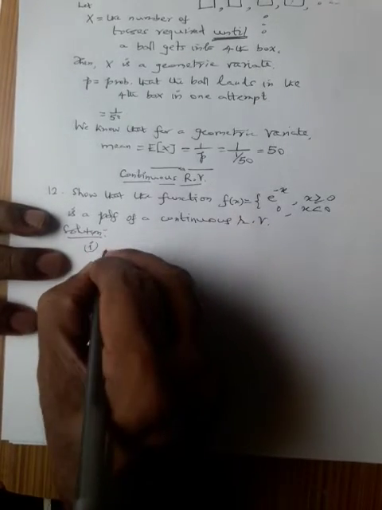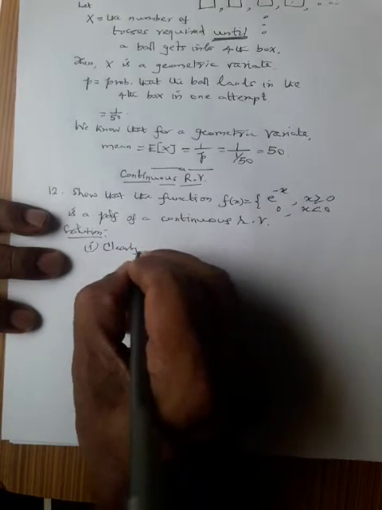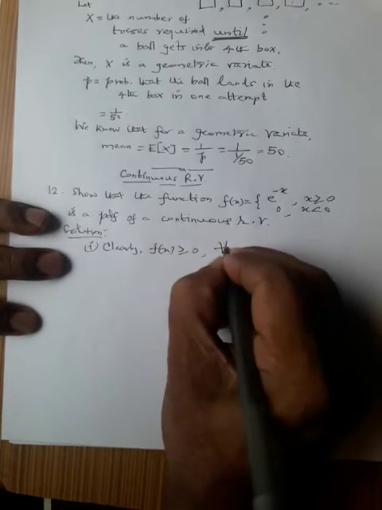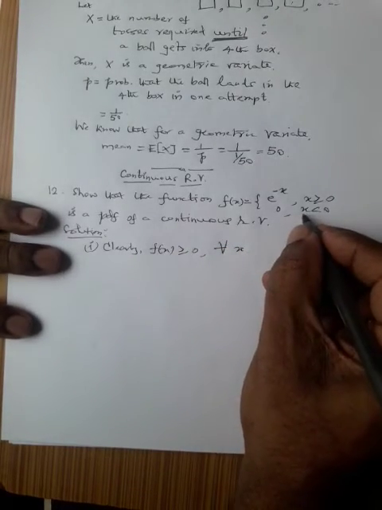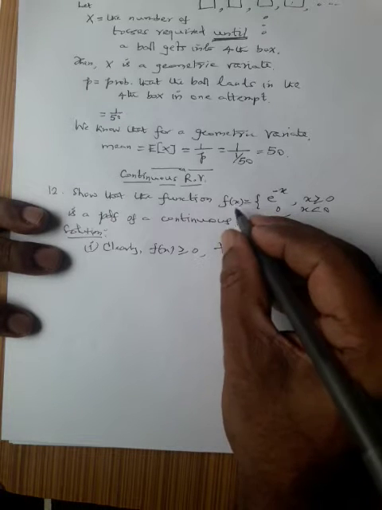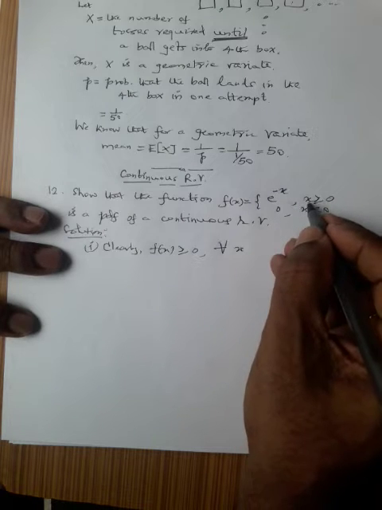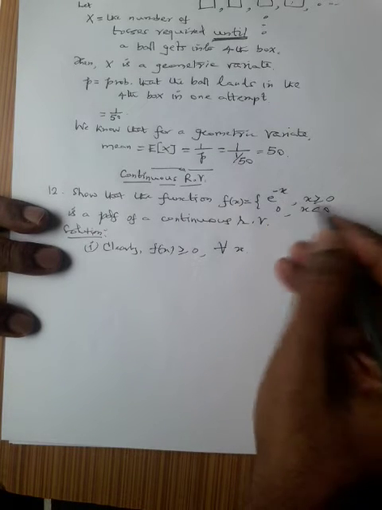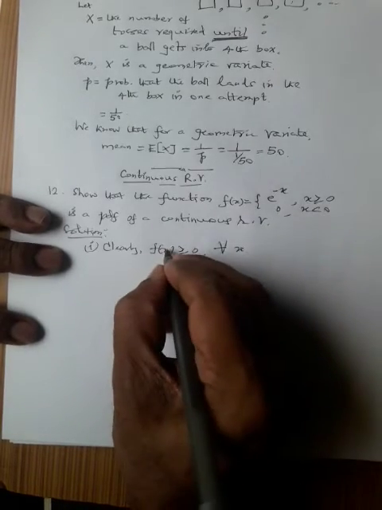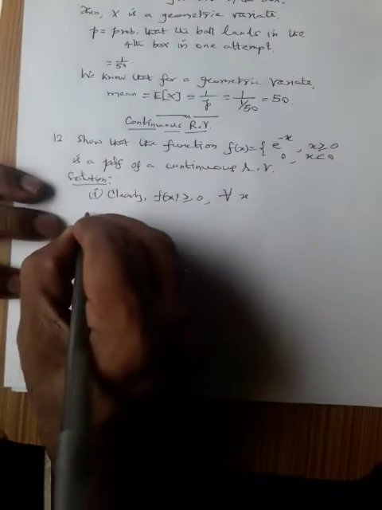What is the first condition? f of x must always be greater than or equal to 0. Clearly, f of x is greater than or equal to 0 for all x. If x values are negative, f of x is 0, so not negative. e power minus x is nothing but 1 by e power x. When x is positive, 1 by e power x is also positive. Therefore, f of x never becomes negative. So f of x is greater than or equal to 0 for every x. That is the first condition.